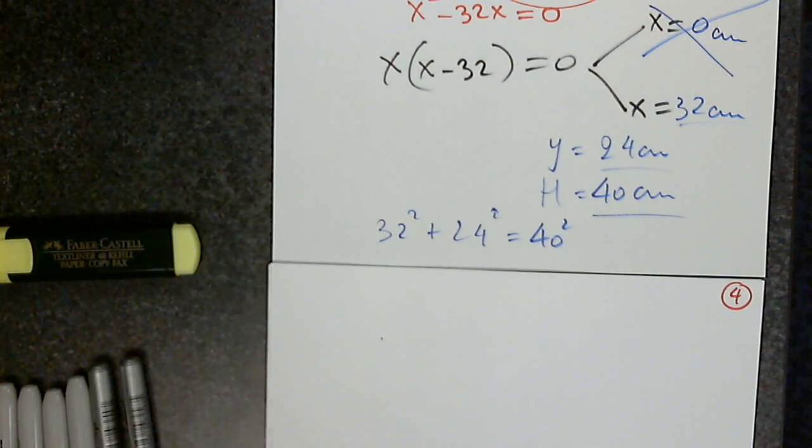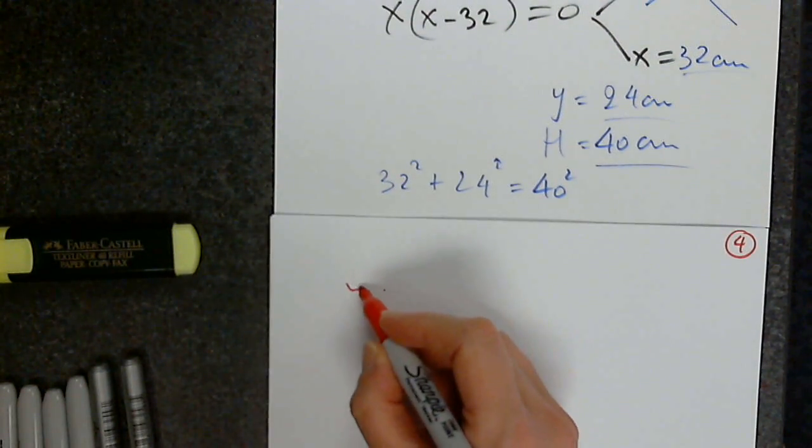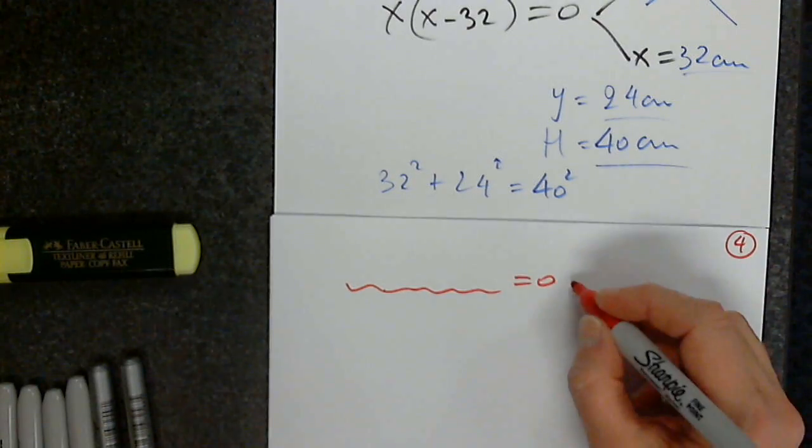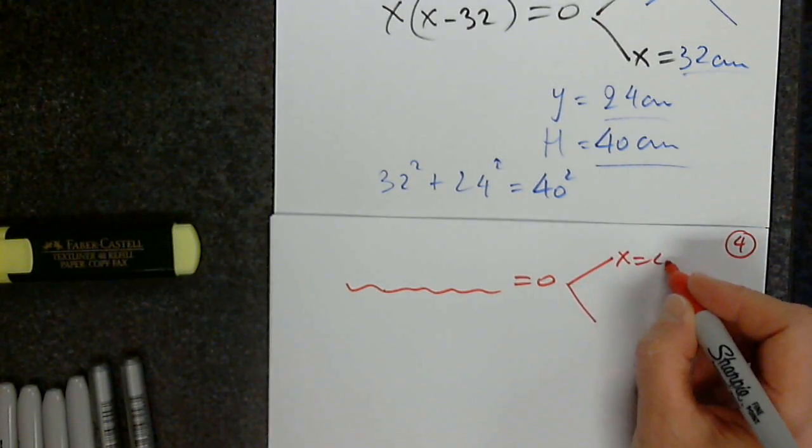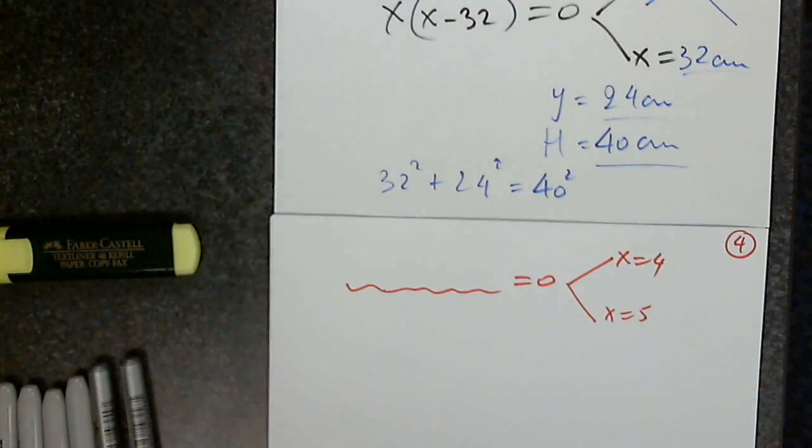56. Write a quadratic equation that has the two solutions 4 and 5. So I have a quadratic equation that has the solutions x equals 4 and x equals 5. Can anyone build that equation for us? I'm going backwards. So the solutions are 4 and 5, and I want to go back.